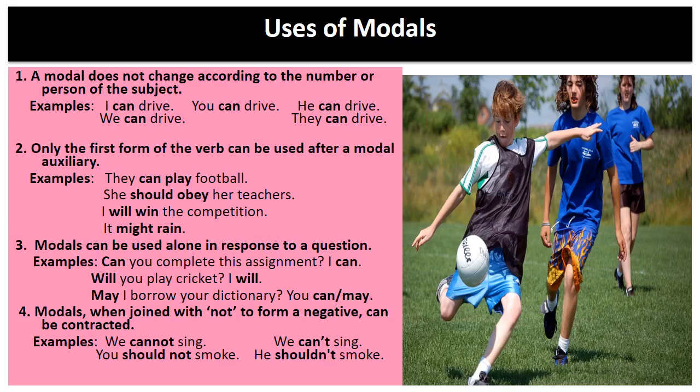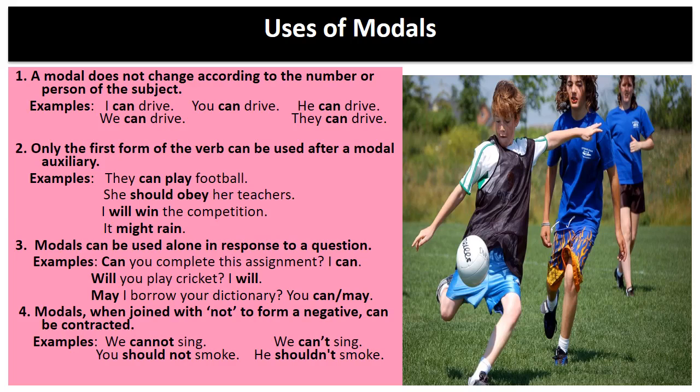Second point, only the first form of the verb can be used after a modal auxiliary. For example, they can play football. So here can is the modal verb, play is the first form of the verb. She should obey her teachers. Should is the modal verb, obey is the first form of the verb. I will win the competition. Will is the modal verb and win is the first form of the verb.